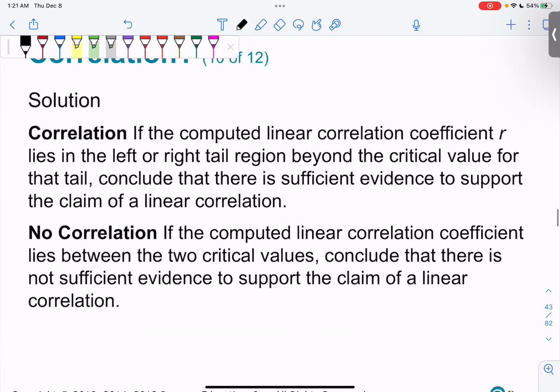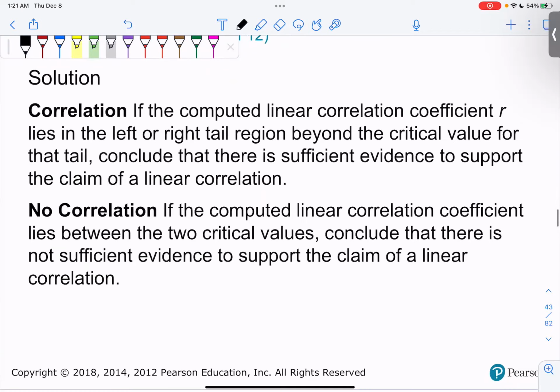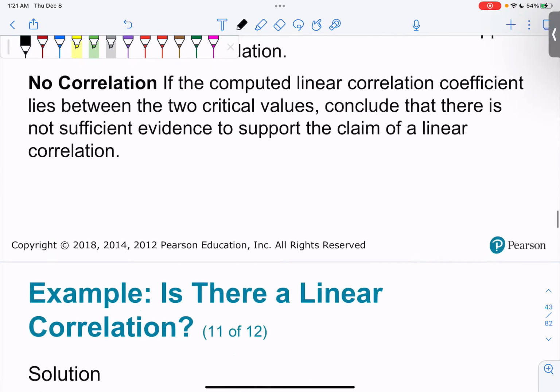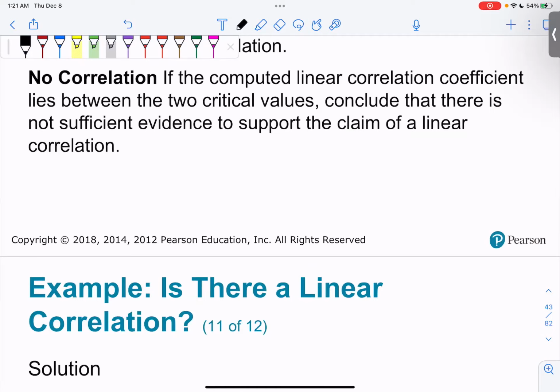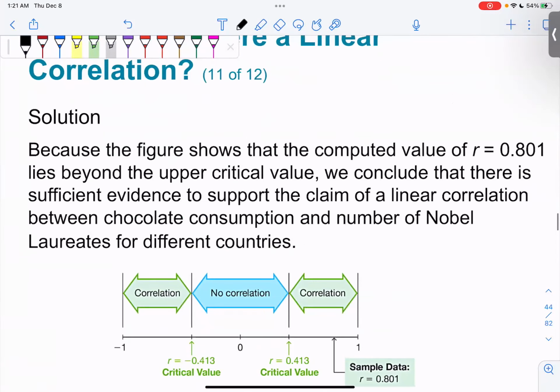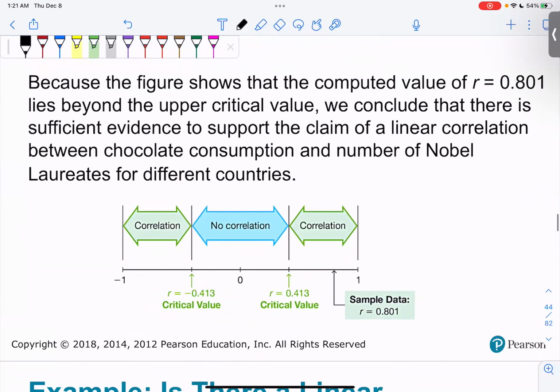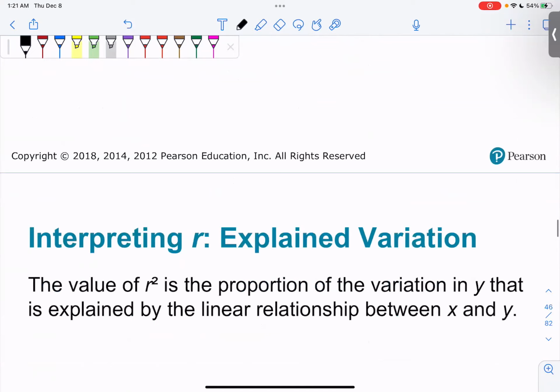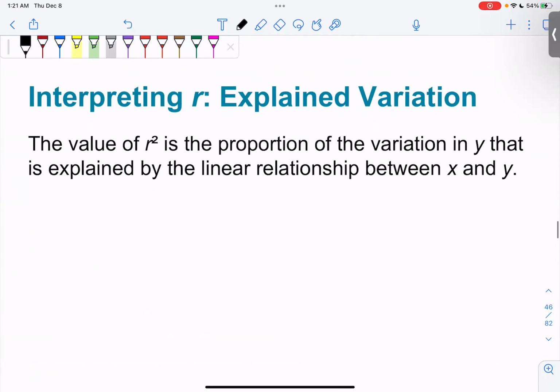Okay, so we explained this one with the critical values. Here we have correlation, here we have correlation, and here we have no linear correlation. Okay, so I think we already explained everything here.